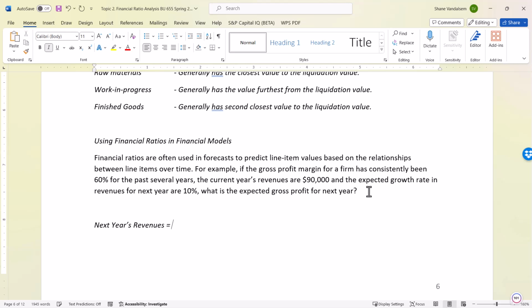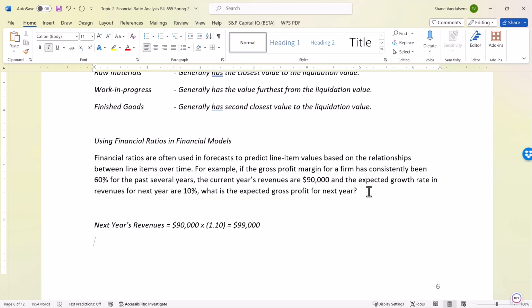to be equal to the previous year's revenues, $90,000, multiplied by 1.1, so 1 plus the growth rate of 10%, and that would give us a value of $99,000 for our revenues. But what we want to know is our gross profit for the next year. So we know that over the past several years, the gross profit margin, which is gross profit divided by the revenues for the year, was equal to 0.6 or 60%.